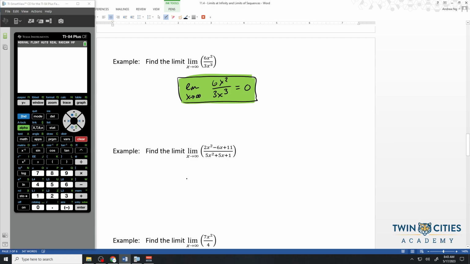5. So then the limit as x approaches infinity of this whole thing, and I didn't look at anything else because I didn't need to, 2x squared minus 6x plus 11 all over 5x squared plus 5x plus 1. Nothing else mattered here. I just needed the powers, and then when they were equal to each other, the ratio of the coefficients. This will just go to 2/5.